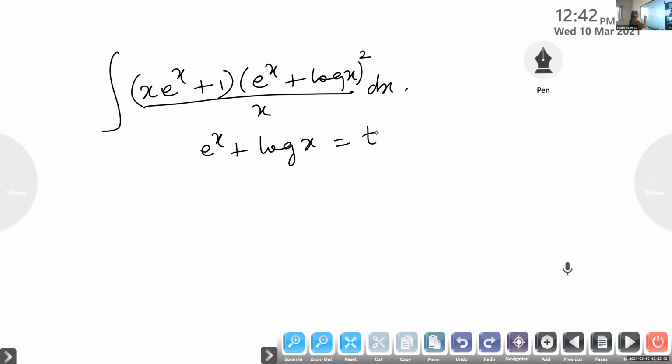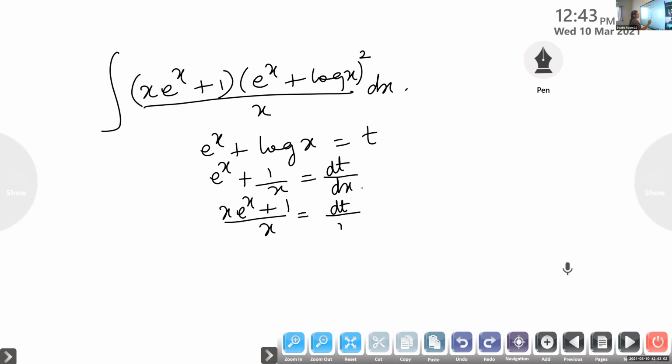What is the derivative of e raised to x? E raised to x plus, what is the derivative of log x? 1 by x is dt by dx, isn't it? Now, if you take LCM here, x e raised to x plus 1 by x is equal to dt by dx. Are you getting this answer, Aparna? Yes, ma'am. Very good.